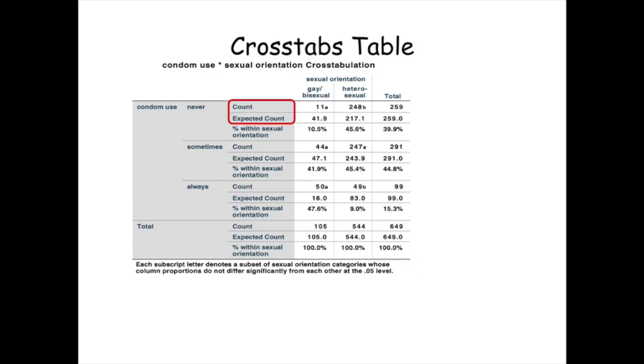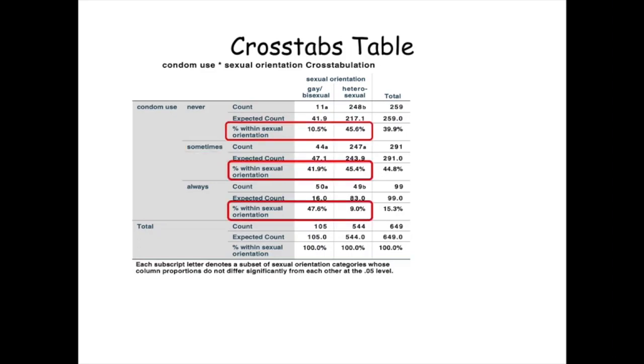We can get a sense of where the differences are by comparing the expected and observed count for each level of condom use. For the never category, there is a lower than expected number of gay and bisexual respondents, whereas a higher than expected number of heterosexual respondents fall into this category. The opposite trend occurs for the always category, and there doesn't seem to be much difference for either group in the sometimes category. Comparing percentages for each condom use category is also informative.